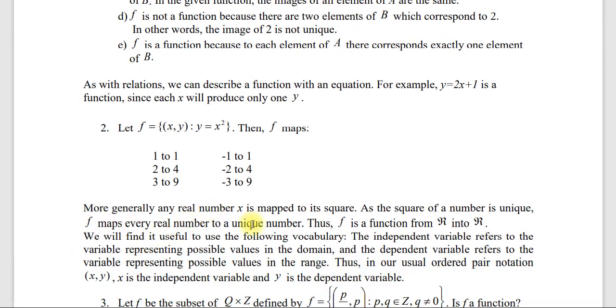More generally, a real number x is mapped to its square. As the square of the number is unique, f maps every real number to a unique number. Thus, f is a function from R into R.